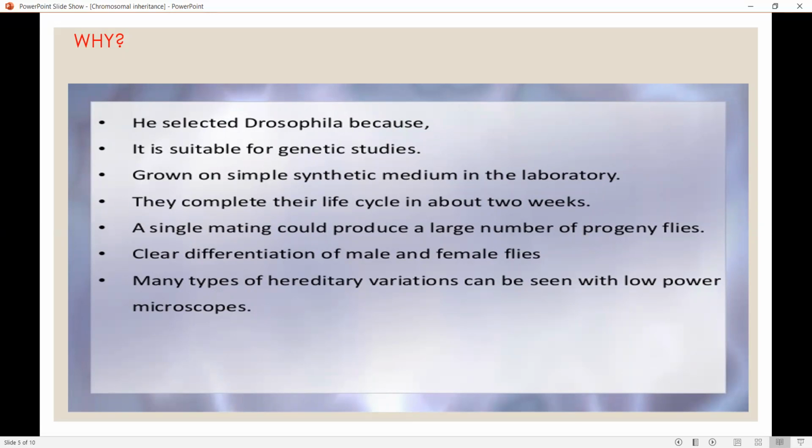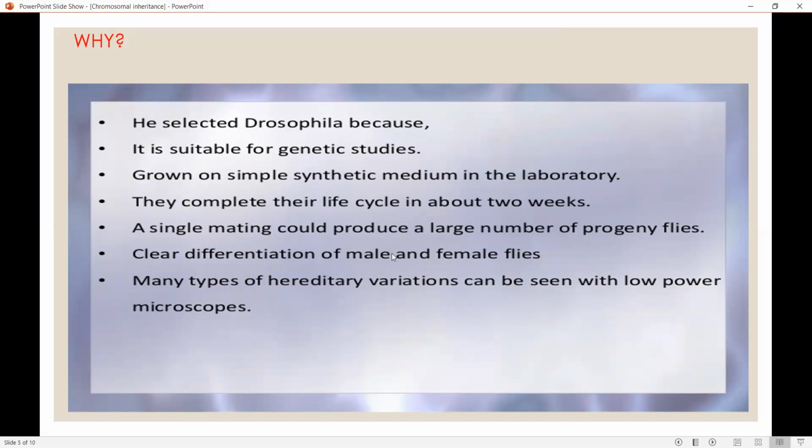As we know, Mendel only performed hybridization experiments with the pea plant, but Morgan used the insect fruit fly, and it is suitable for genetic studies. Secondly, it is grown on a simple synthetic medium in the laboratory. That means it can be grown in artificial medium easily. They complete their life cycle in about 2 weeks, and a single mating can produce a large number of progeny flies. So the production of progeny and the study of characters can be made easy.